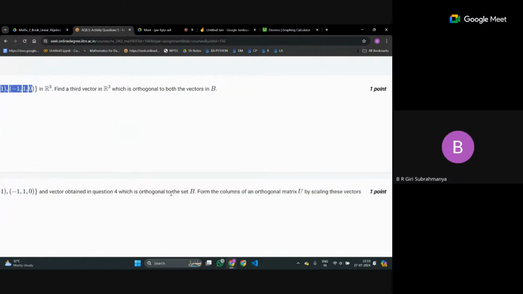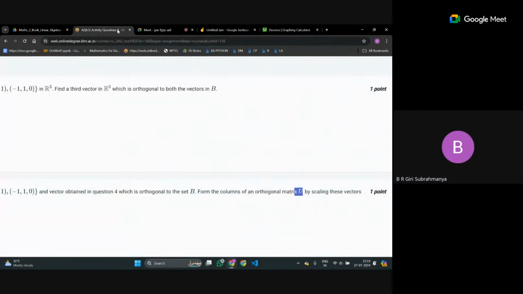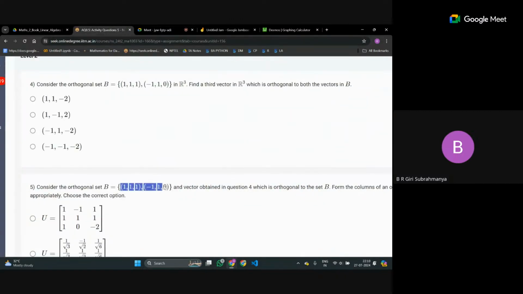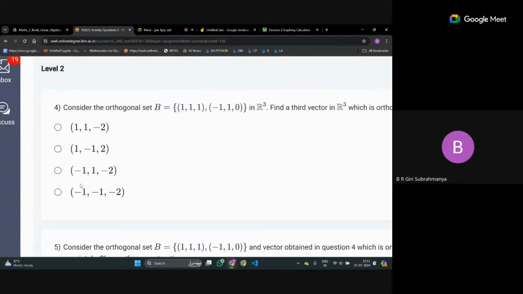Now, with these three vectors, we have to form the columns of an orthogonal matrix U by scaling these vectors. See, if U is an orthogonal matrix, then the columns will be orthonormal, correct? So what we have to do is take these two vectors. Now, which vector will be orthogonal to these two? We can just multiply it with the vectors and eliminate a few options.